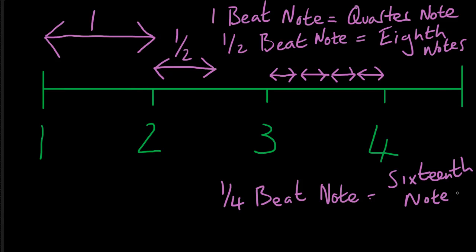And actually we can keep going, so I won't draw it out here on our timeline, but we can keep splitting the beats up into smaller and smaller fractions. So the next one would be a 32nd note, and then a 64th note, and then even a 128th note, but they come up incredibly rarely, so we generally don't ever see them in music that we're playing.